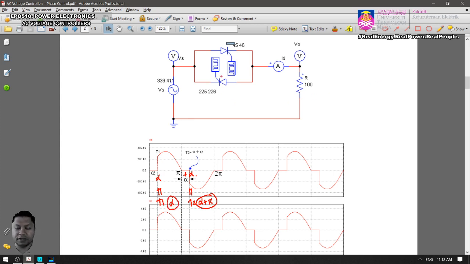Okay, so if you look at this example, the thyristor 1 will have 45 degrees. Why 45? Because it is a short pulse, alright, 45 degrees. And for thyristor 2, it will have 180 degrees plus 45. So it becomes 225 degrees. This is for thyristor 2, which is going to have 225.